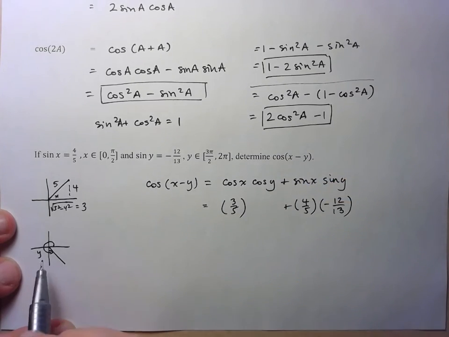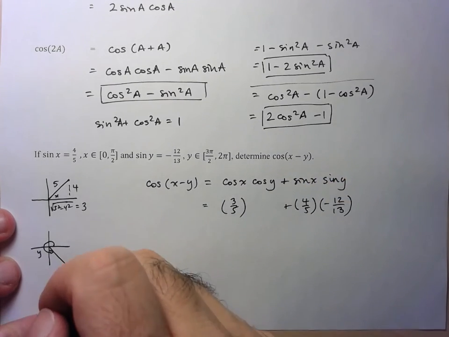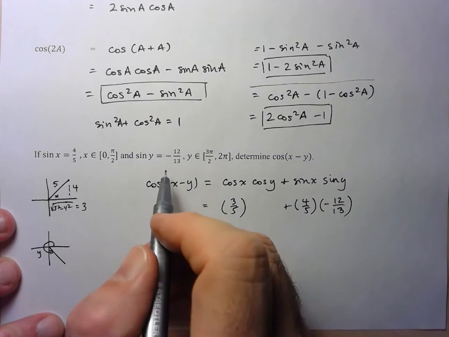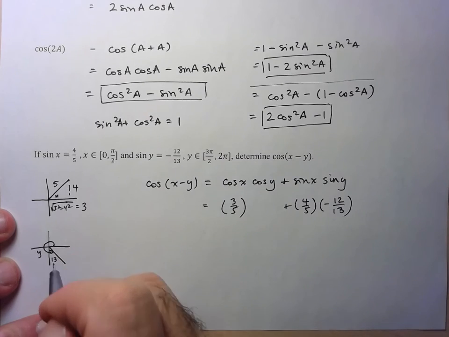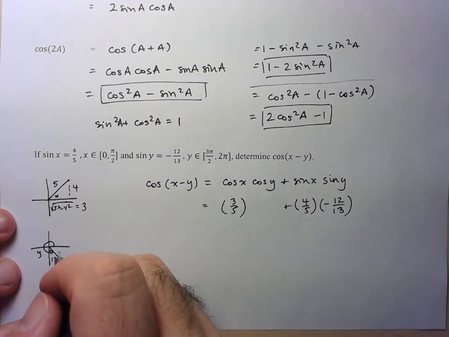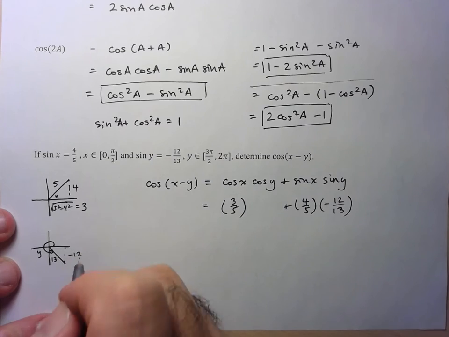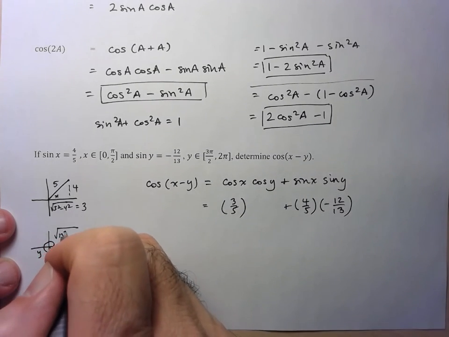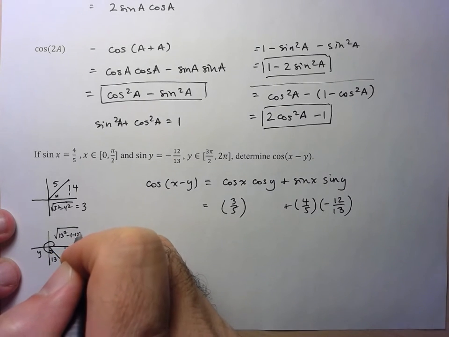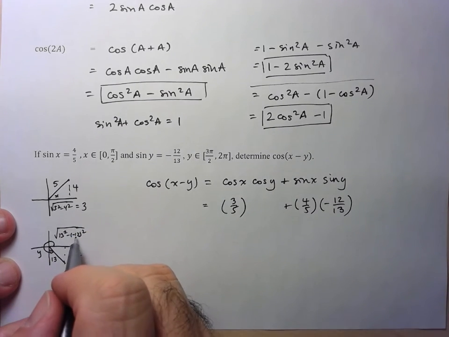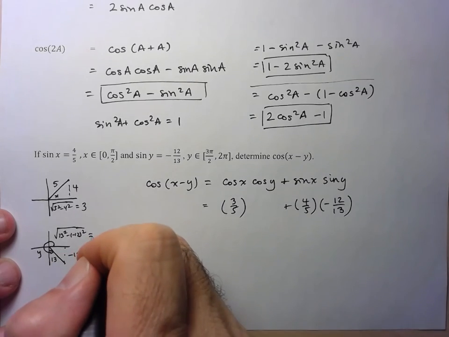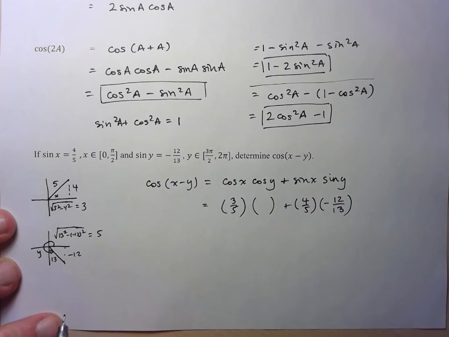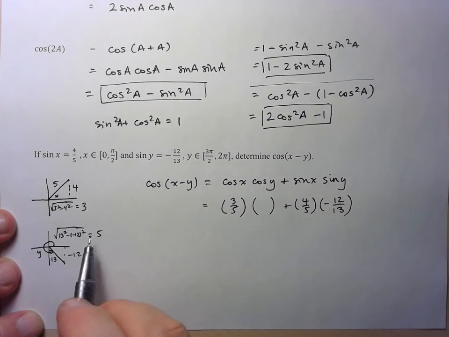I can do the same thing with this angle here. I know the sine of y, so I know that the r value has to be 13, since it's got to be positive, and the y value has to be negative 12. So if I want to calculate the x value, it's again just the square root of 13 squared minus negative 12 squared. So 169 minus 144 is 25, so that's just going to be equal to 5. And so now I can find the cosine value, which is just going to be 5 over 13.